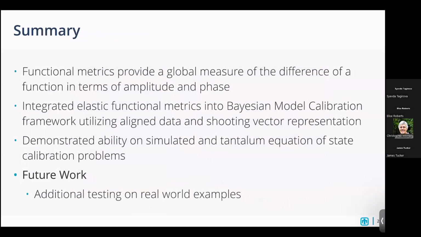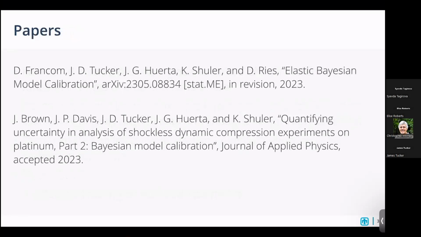And we've really demonstrated the ability on simulated tantalum, and actually that's a typo in the slides. I apologize for that. But these platinum equation of state calibration problems, we've also done it on tantalum as well. Some of our earliest results. And so our future work, we're continuing to test this on real world examples here at Sandia National Laboratories and at Los Alamos. We have 2 papers.